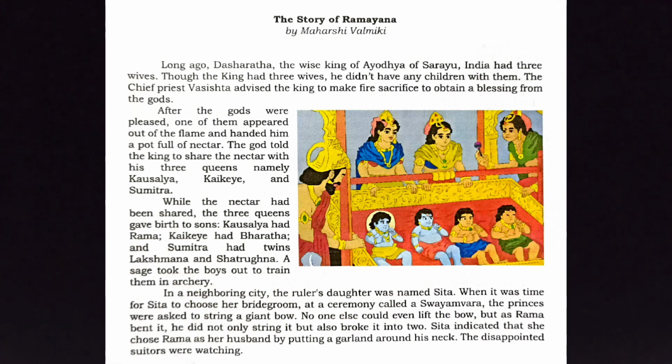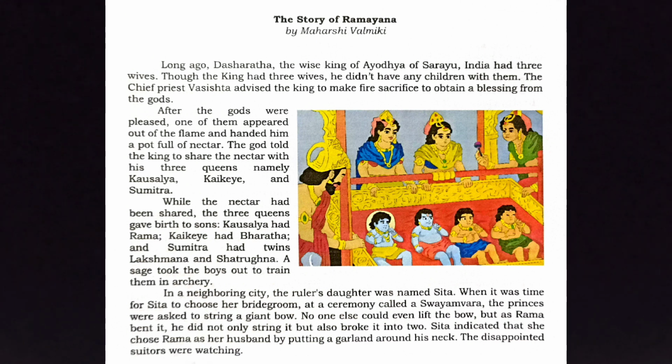When the nectar had been shared, the 3 queens gave birth to sons. Kausalya had Rama, Kaikeyi had Bharata, and Sumitra had twins Lakshmana and Shatrughna. A sage took the boys out to train them in archery.